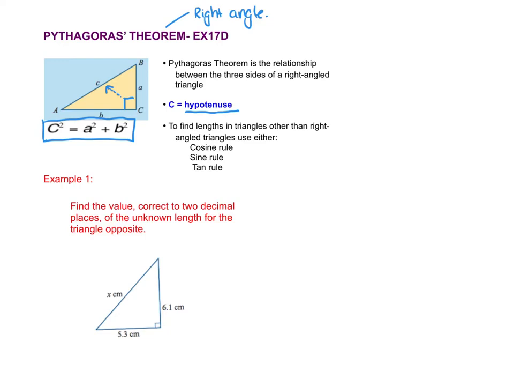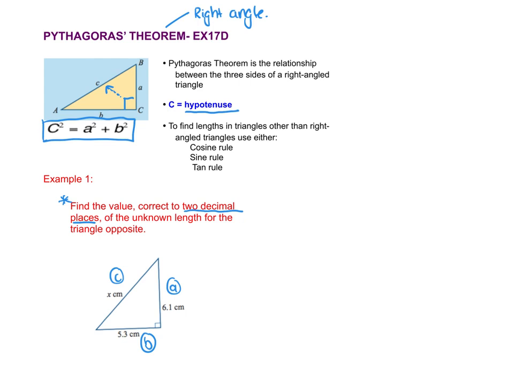Start recording. So we're going to find the value corrected to 2 decimal places. So let's start underlining those things. And the other thing is, obviously, we'll label our triangle. This is C. Doesn't matter which sides A or B, C just has to be the hypotenuse.